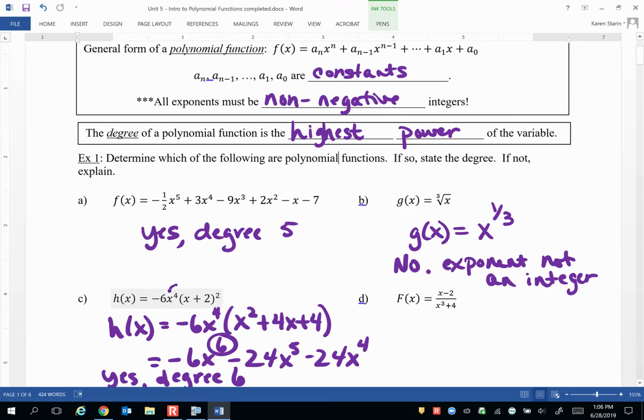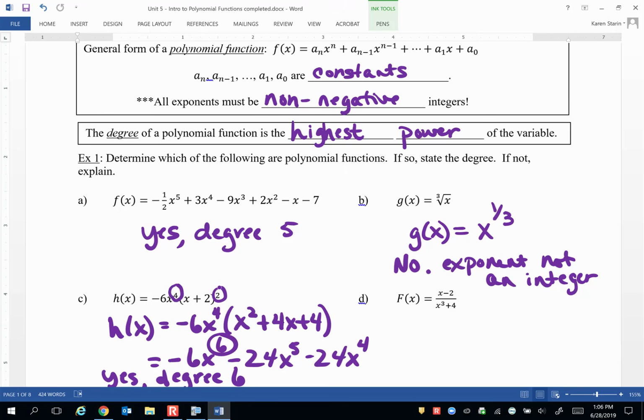We see a degree of 4 here and a degree of 2 here. So we know when we multiply out that binomial, it's going to have the highest degree of 2. So we just have to add that 4 and that 2 to come up with 6 without actually multiplying.